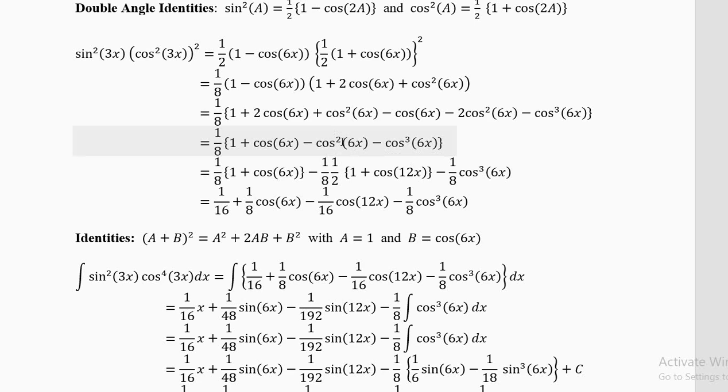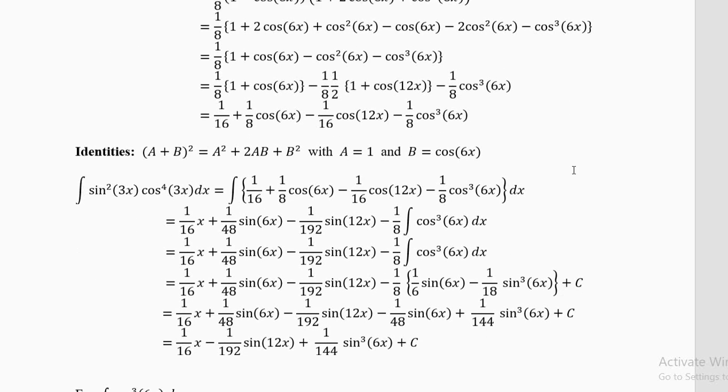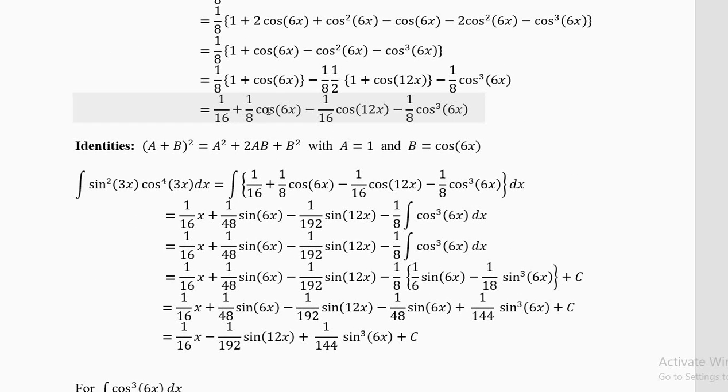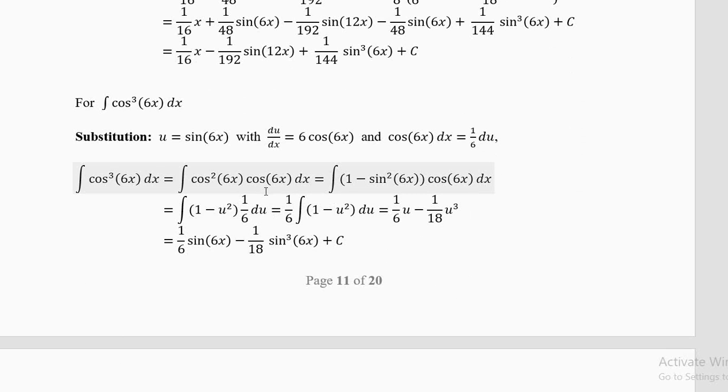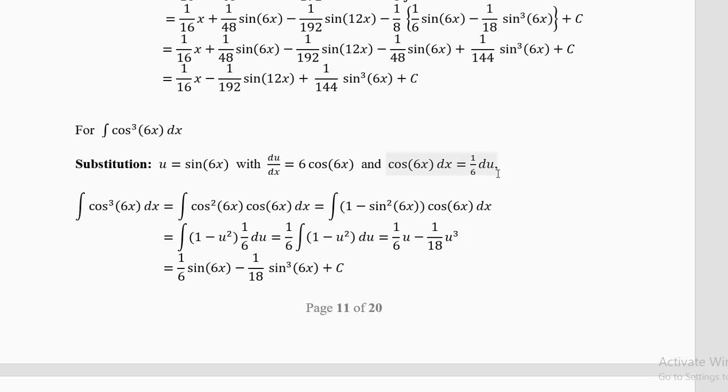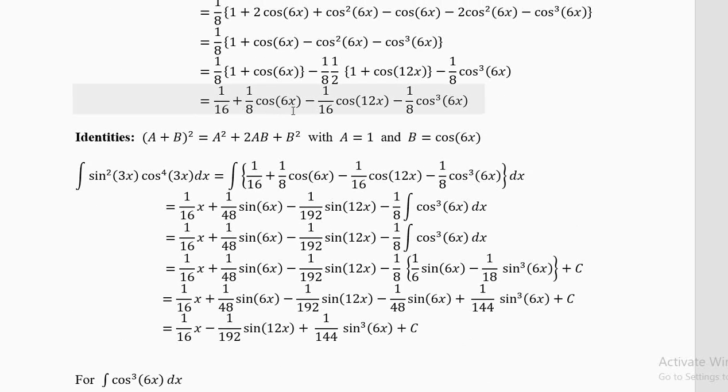Now this cosine square you can convert into double angle. So you'll get half into 1 plus cosine 12x, minus 1 over 8 cosine cube 6x. Now the first three terms we know how to integrate. The cosine cube we have done before, so we have to use a substitution, which I am showing here at the end of the page. Cosine cube integration will be 1 by 6 sine 6x minus 1 by 18 sine cube 6x plus c. We do not need this plus c, I have written it for completeness. So cosine cube we have done before, so just do it like before, and the remaining three things we have to do now.